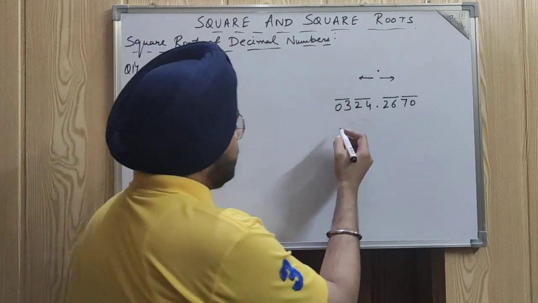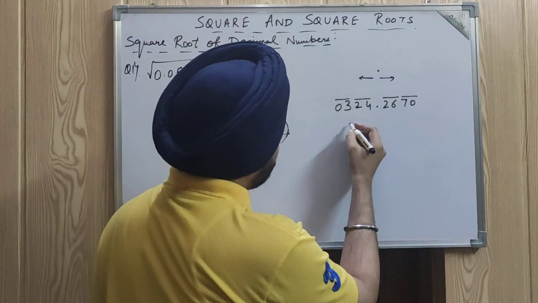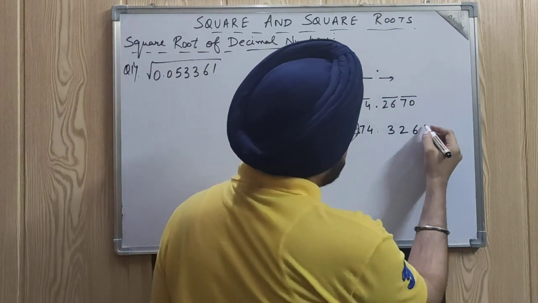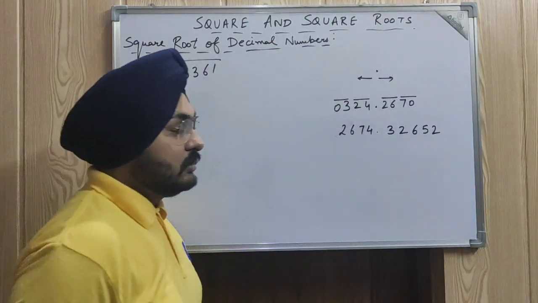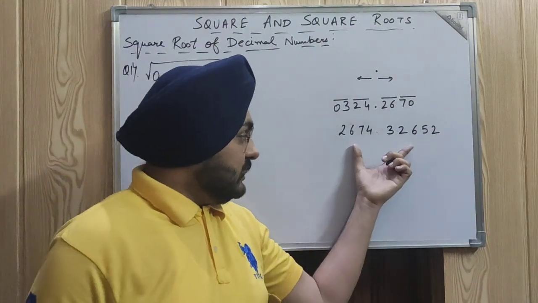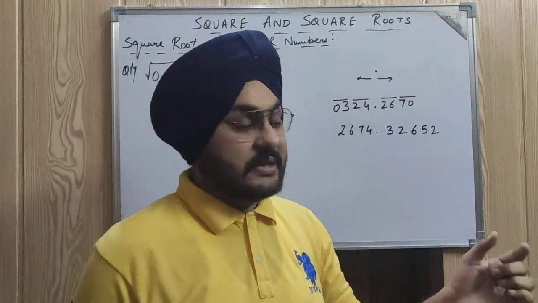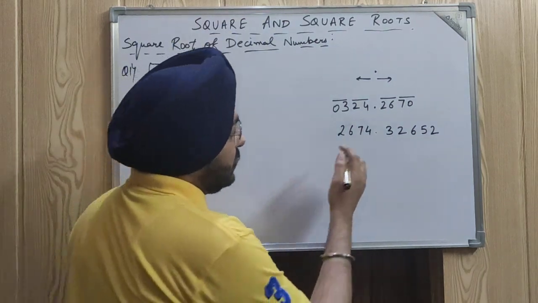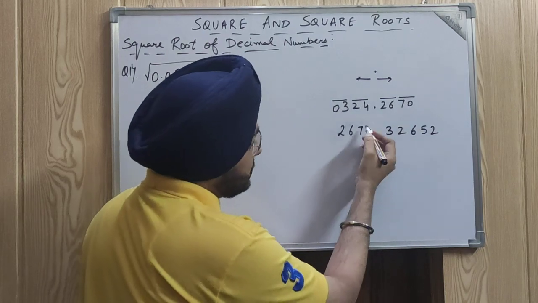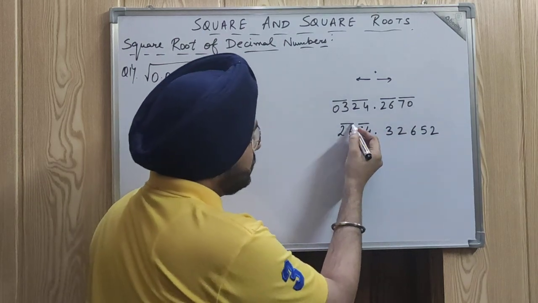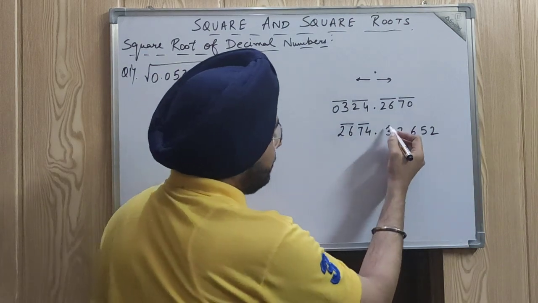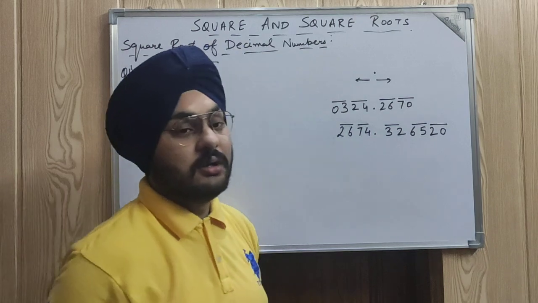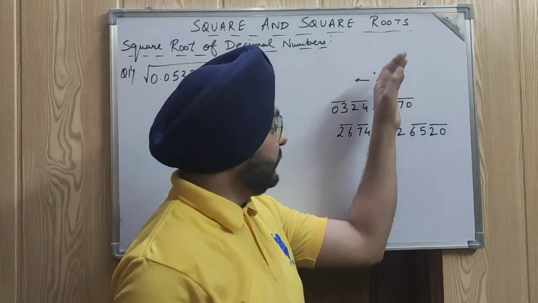Taking one more example here: 2674.32652. Numbers of this type are not in your syllabus; I am taking this one just for your understanding of how to make the pairs. So this is the decimal. On this side start making the pairs, first pair, second pair. Now on that side 32, 65, and this 2 is left alone, so 20 will be your pair. I hope this is clear to you now.